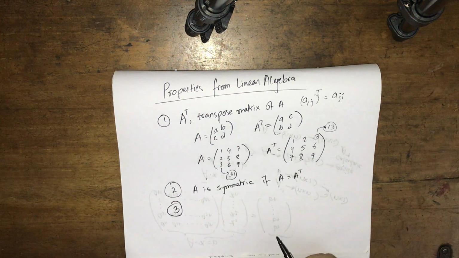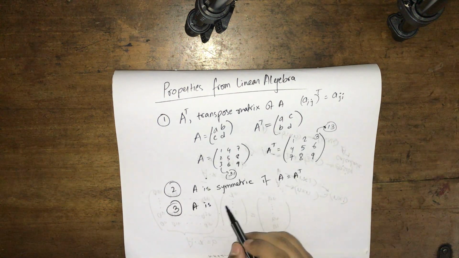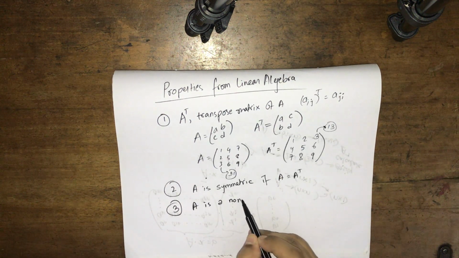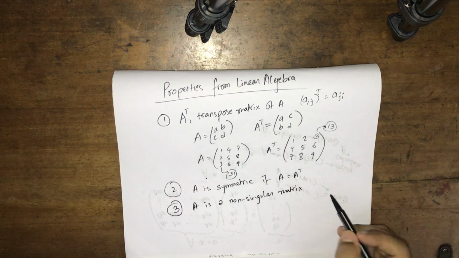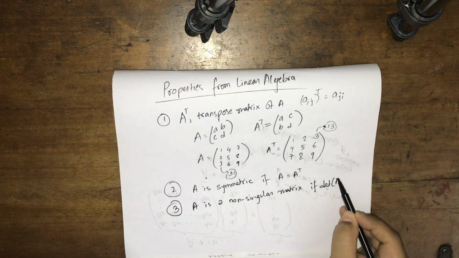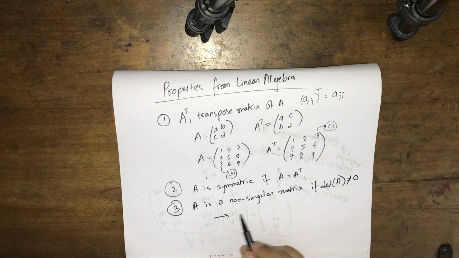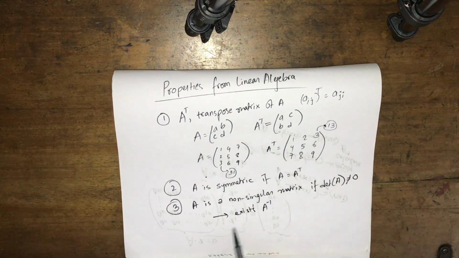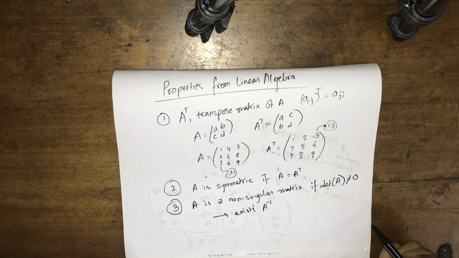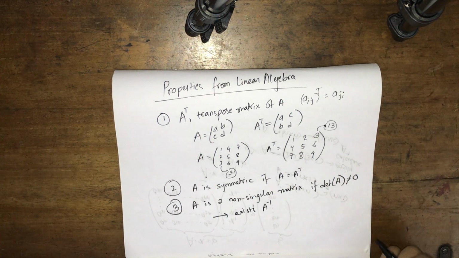Third property that we'll need is basically that we'll call A a non-singular matrix if the determinant of A is not equals to 0. Basically a solution exists for A inverse. Determinant 0 হয়ে গেলে তো আপনার A inverse এর জন্য কোনো solution পাবেন না, right? So basically a solution exists for A inverse. Alright, so there's some tricks that we can use to calculate A inverse. Okay, moving on.